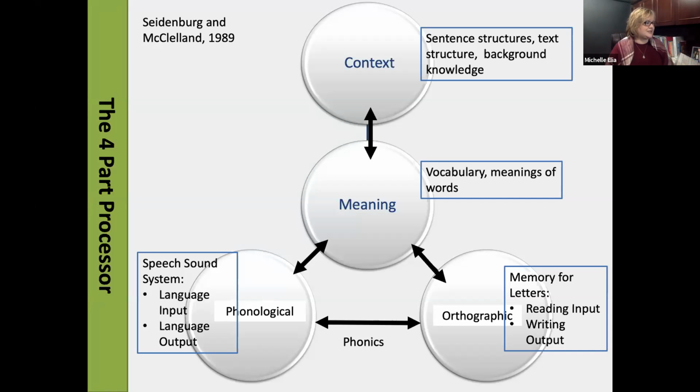Or the difference, for example, when I'm listening to someone talk and at the end of their sentence, their voice goes up a little bit, I might know that that means it's a question, whereas if their voice goes down, it's going to be a statement at the end. So the inflection and the tone in our voice is part of phonology as well, in addition to going down to that little phonemic awareness level where we're dealing with the individual phonemes. So the phonological processor is strengthened by practicing phonemic awareness.